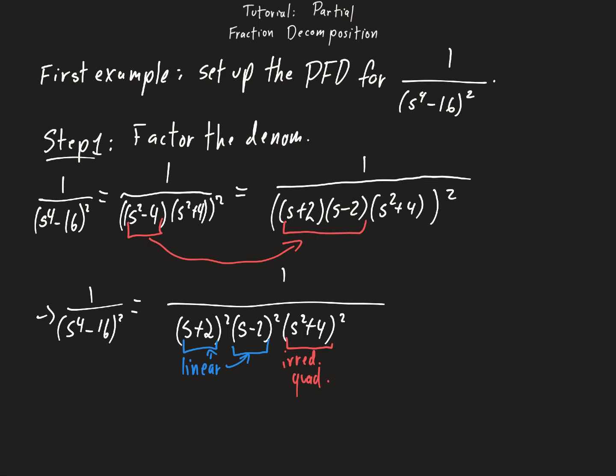Okay, so we've got this factorization for the denominator. That's basically step 1 completed. And so we've noted that these are all multiplicity 2, and that includes this irreducible quadratic term, because they're all being squared in the denominator. All right, so all I'm going to do with the rest of this example is set up what the partial fraction decomposition would look like for this fraction here.